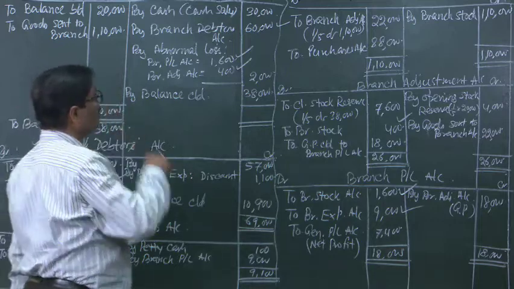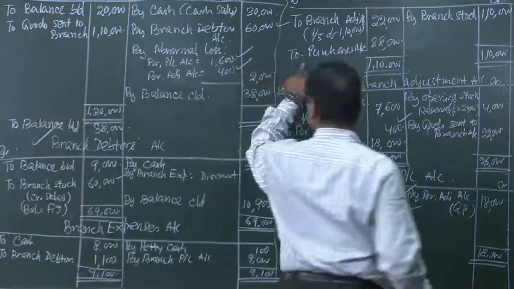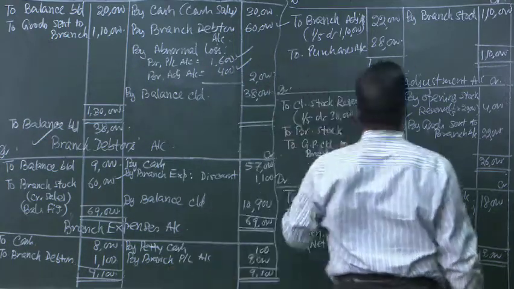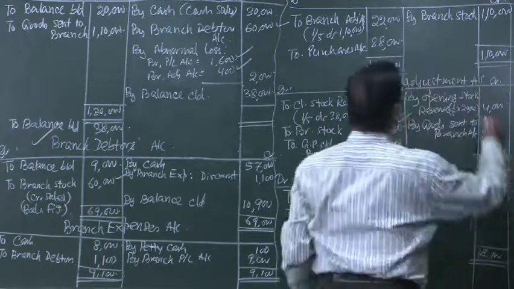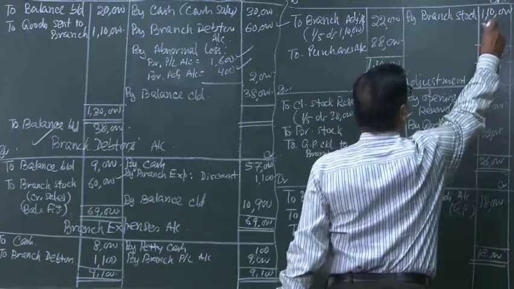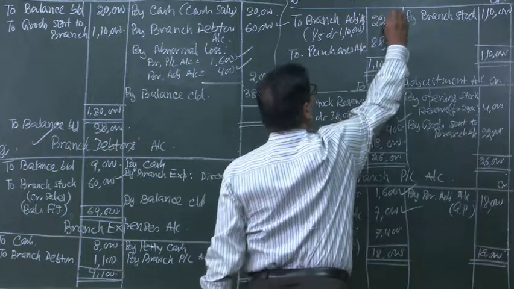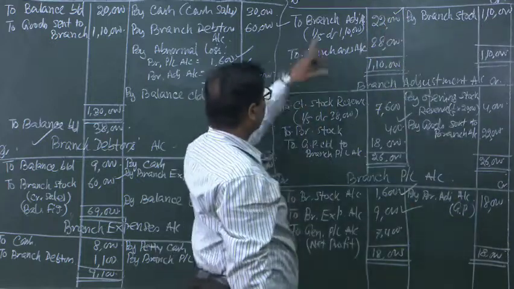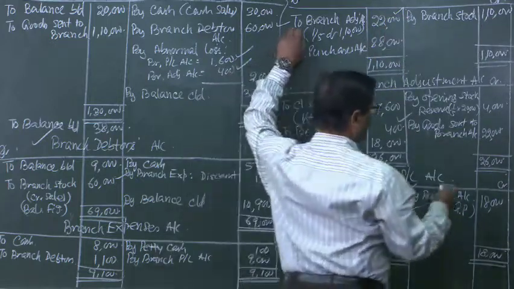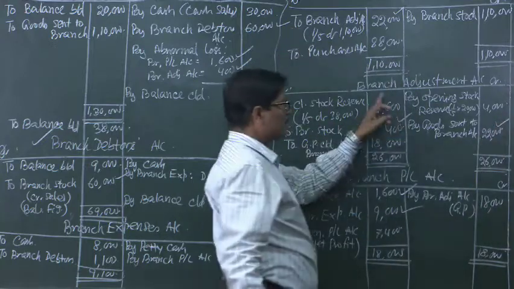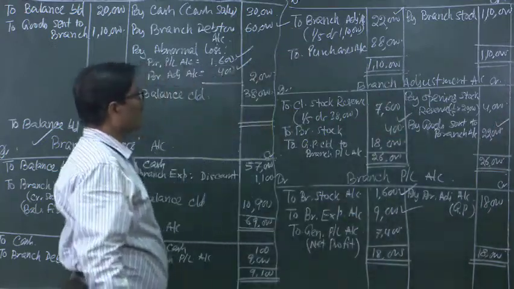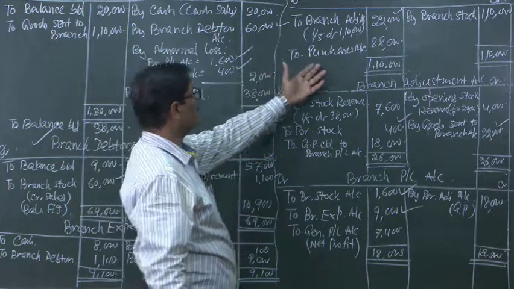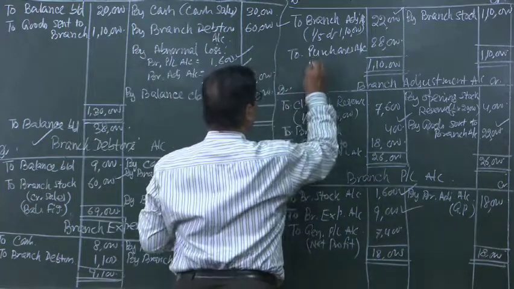Then we will come to the goods sent to branch account. After closing all these three accounts, we will come to the goods sent to branch account. There we have to remove the loading on 1,10,000, which comes to 22,000. So, once this loading is there, that 22,000 rupees will appear here in the branch adjustment account. Then the remaining balance will be transferred to purchases account, that is the balancing figure.